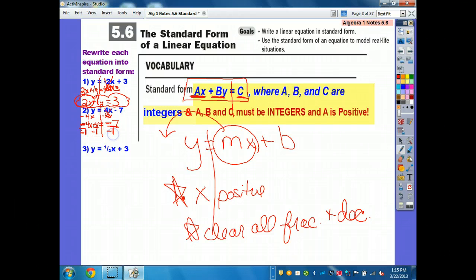Because what does that do? Yep. It changes the sign. And now we have a negative divided by a negative. That turns into a positive 4x. A positive divided by a negative is a, now we have a negative y instead of a positive. And we now have a positive 7 instead of a negative 7. And I can circle it because there are no fractions or decimals.